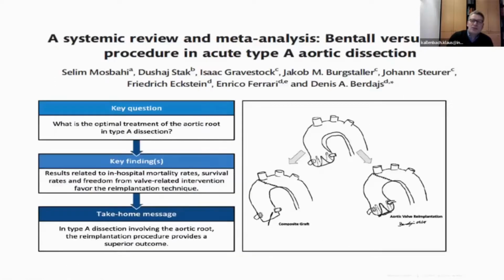Well, the slide has problems coming up. And this is also an interesting study, Bentall versus David in a type A dissection, exactly what I'm talking about. Next slide.